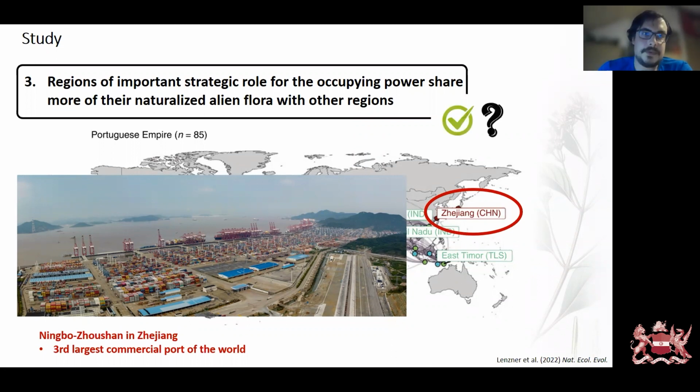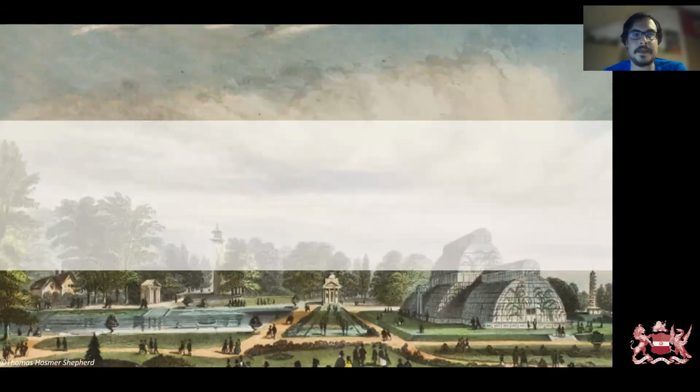So we can say that to some degree we can accept this hypothesis. However, we cannot really formally test them at the moment because we cannot really explain these links between regions, because we're lacking historic trade information, for example, or the importance of these regions as they actually were. But the patterns we find do actually make sense.